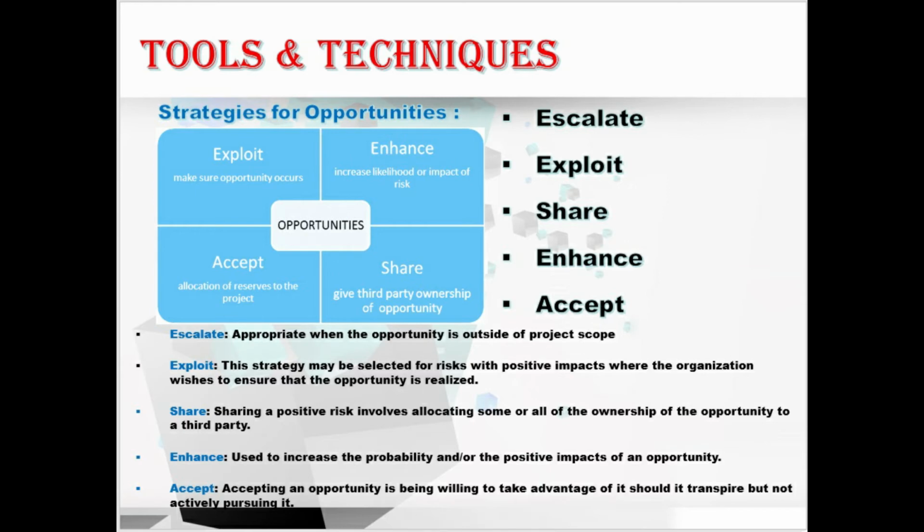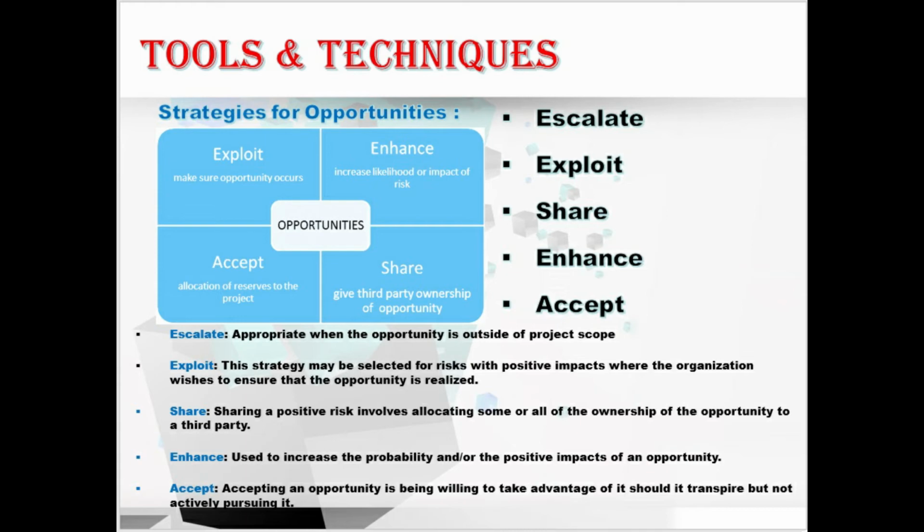Third is share. In this, sharing a positive risk involves allocating some or all of the ownership of the opportunity to a third party. Sharing with a third party, it means. Next, enhancing. In this, it is used to increase the probability or the positive impacts of an opportunity. Enhancing the things. Last, accepting. In this, accepting an opportunity is being willing to take advantage of it should it transpire but not actively pursuing it. Hope you understood the strategies for opportunities technique.